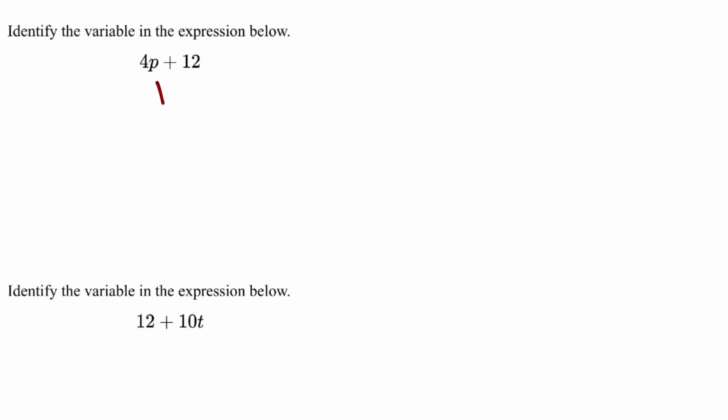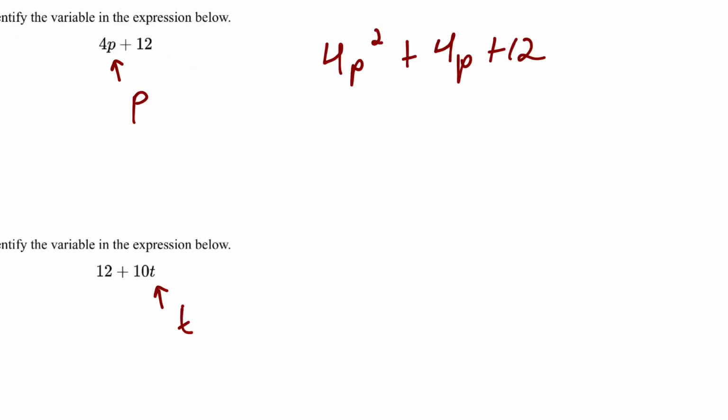Identifying the actual variable is a little bit easier. That's just what letters exist. So there's a P here, there's a T there. We could add that P squared is going to be different than P. For each variable to be combined, they have to have the same exponent as well.